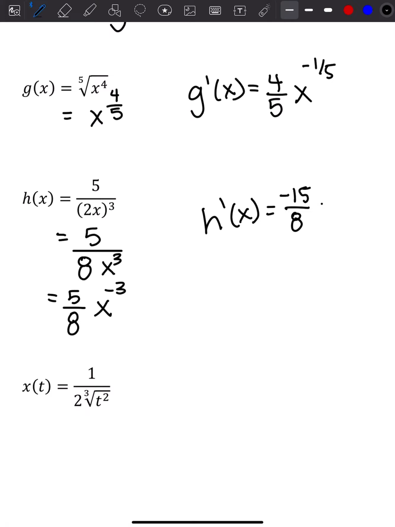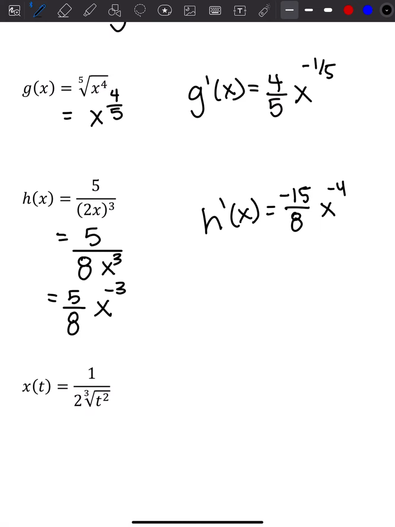So -3 times 5 is -15/8 x. When we take away 1 from the exponent, we want to make sure that we're actually taking away 1, so -3 minus 1 is -4. Once again, I could try to move this back, doing the opposite of what we did to change it to begin with, but if we don't need to, then we don't have to.